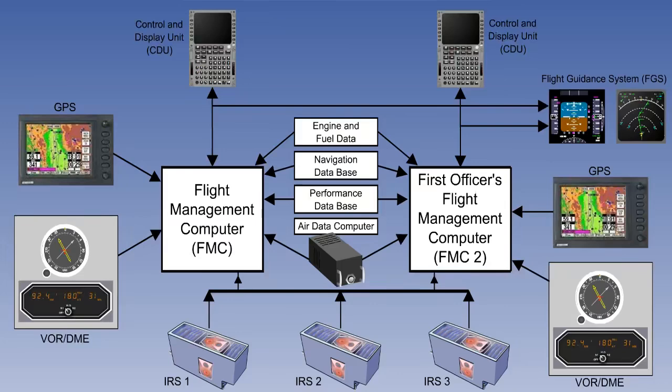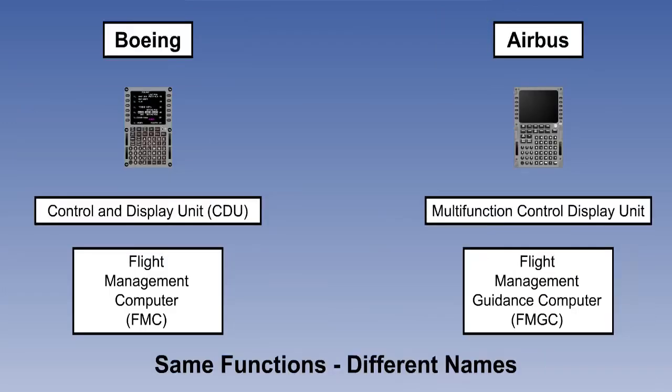FMSs can vary considerably from manufacturer to manufacturer and type to type. The system architectures can be different, and different manufacturers often use different names for the same basic components. This makes it difficult to generalize about them, and the details of any particular system will be studied during your type conversion. However, they all contain the following basic subsystems.